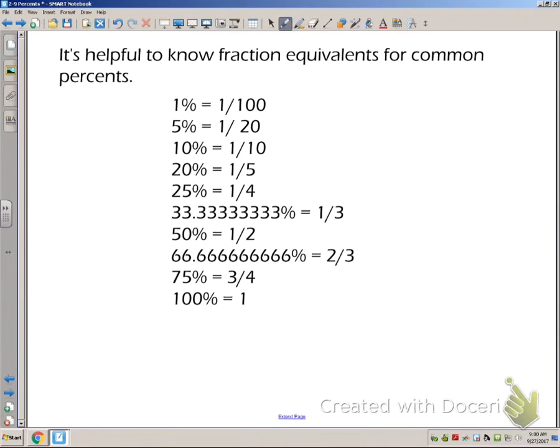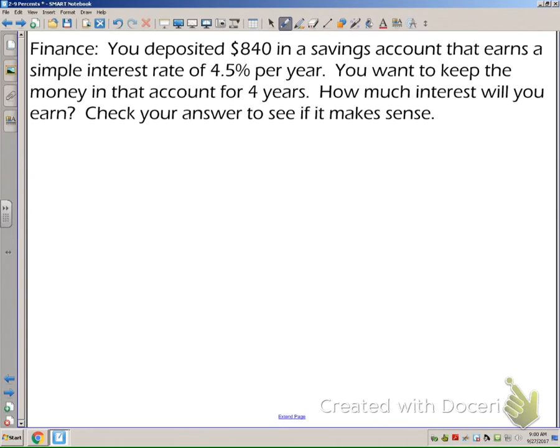Okay, so it's helpful to know some fraction equivalents for common percents. 1% is the same as 1 over 100, 5% is 1 over 20, 10% is 1 over 10, 20% is a fifth, 25% we know is a fourth, 33.3 repeating percent is a third, 50% is a half, 66.6 repeating is 2/3, and 75% is 3/4, and of course 100% is 1.